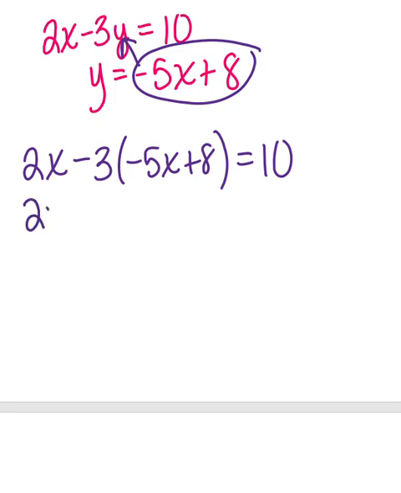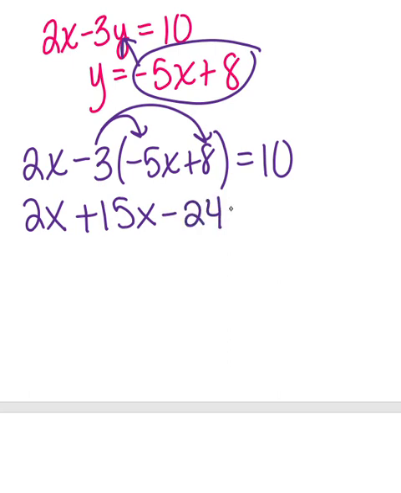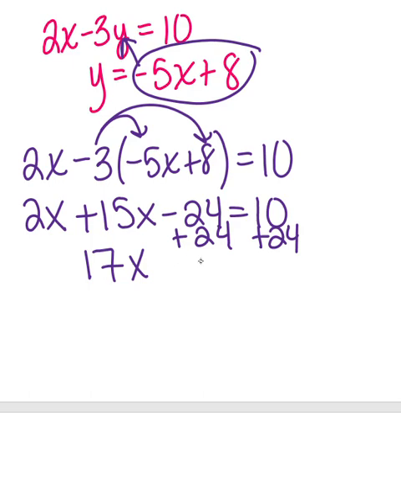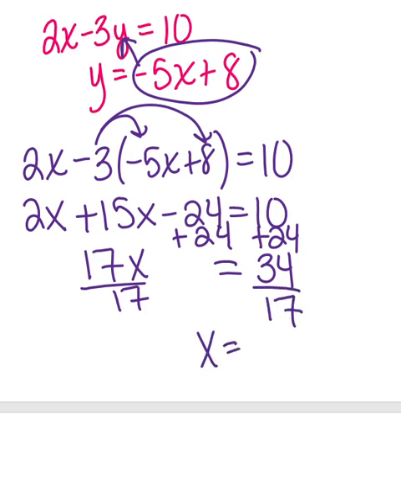I then will solve by distributing. Remember, always take the sign in front. So positive 15x minus 24 equals 10. Combine like terms because they're on the same side. So 2x plus 15x is 17x. And then I could, in the same motion here, add 24 to both sides. So 17x is 34. I divide by the 17, and my x-coordinate here is positive 2.